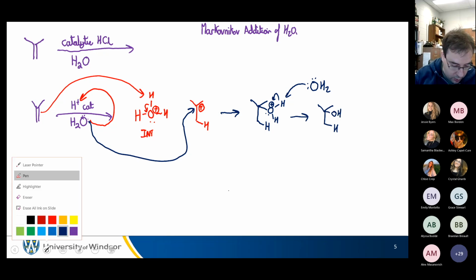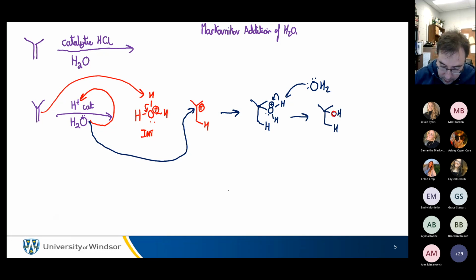So note, what we've effectively done is we've added an H plus to one side of the double bond, and we've added an OH minus to the other side of the double bond. Or we've added water, right? We have added water across the double bond. So this is why this is an addition of water. Why is this called a Markovnikov addition of water?